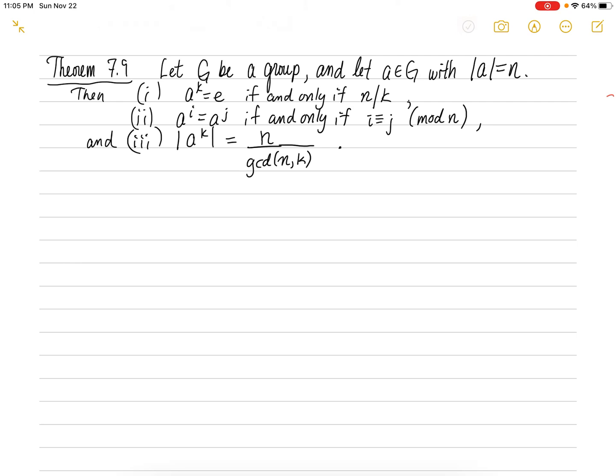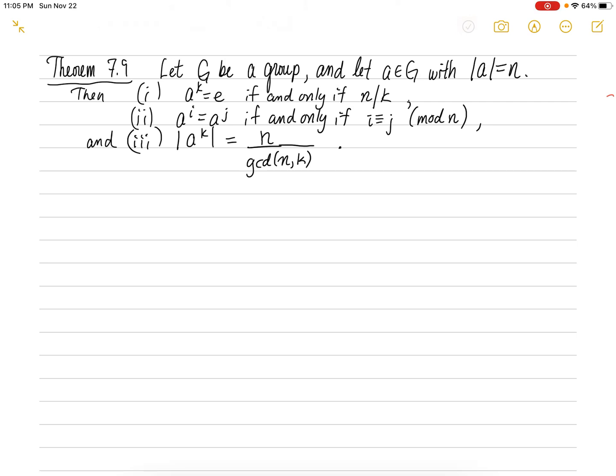So actually your book has a slightly different result on number 3. Mine is more general and more useful than their result. So please, you can have a look at the book's number 3 for 7.9, but mine is much more useful. Stick with mine. It's better.